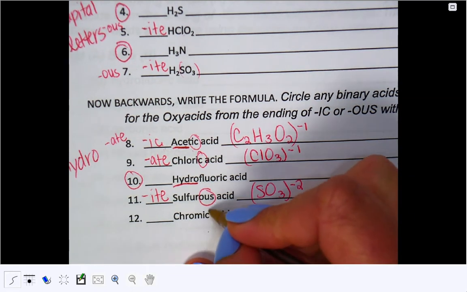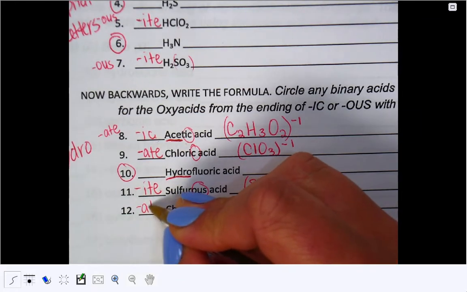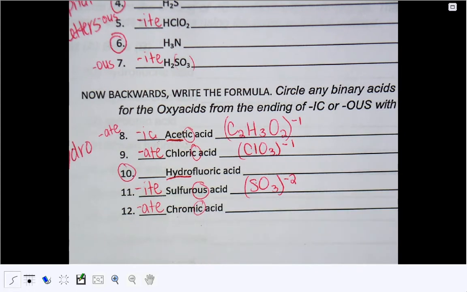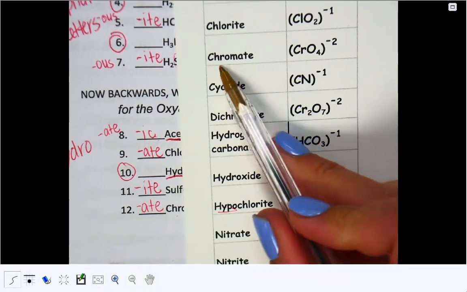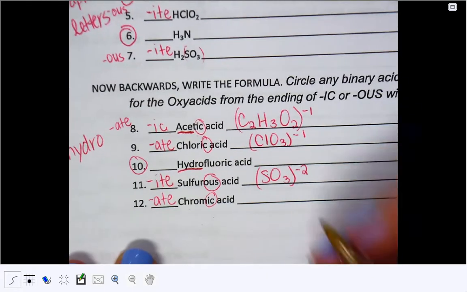Okay, chromic acid. So ic is an ate again. We want something that starts with chrom, ends with ate. So that would be chromate right here. CrO4 with a -2 charge.